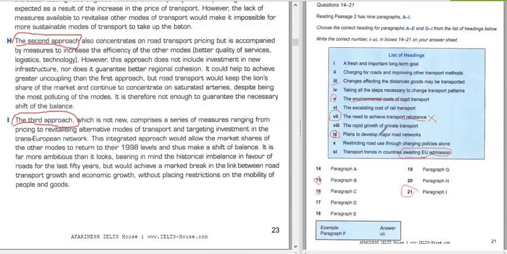So the seventh one, but it won't be included. Again, the rebalance part; this is not again rebalance. Restricting charging for roads, no. Changes affecting the distances goods may be transported, taking all steps necessary to change transport patterns, taking all steps. Okay. What do you think? Can four be the answer?